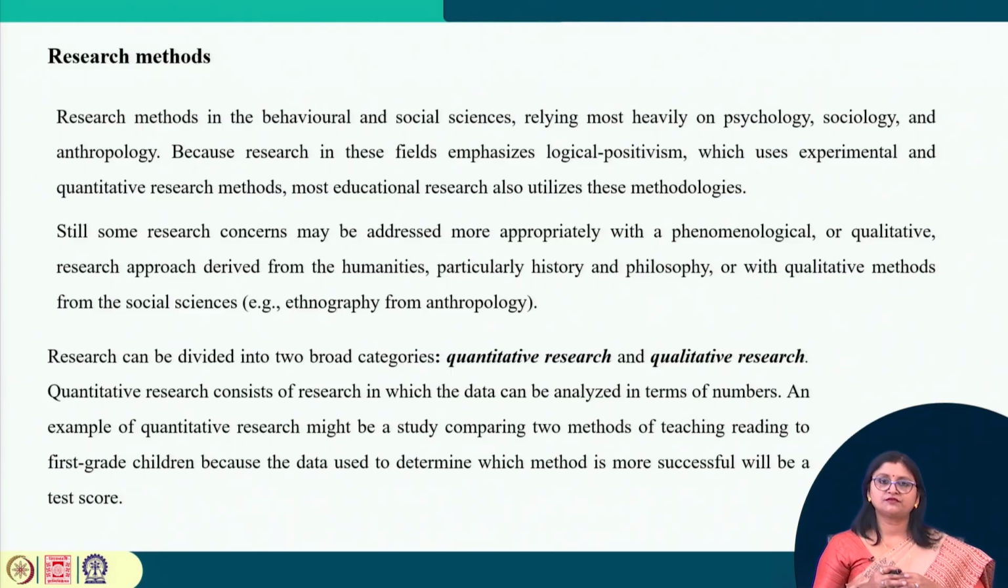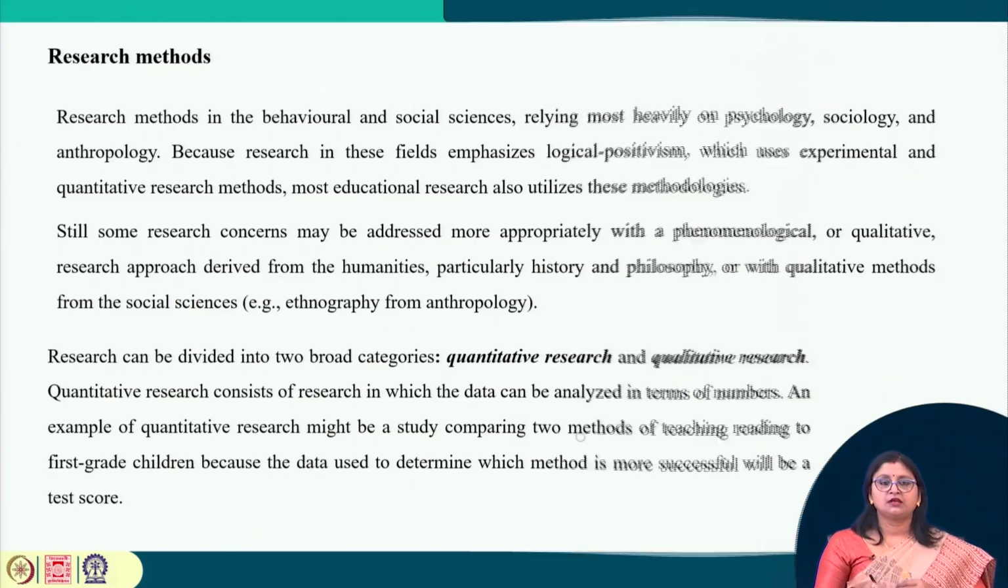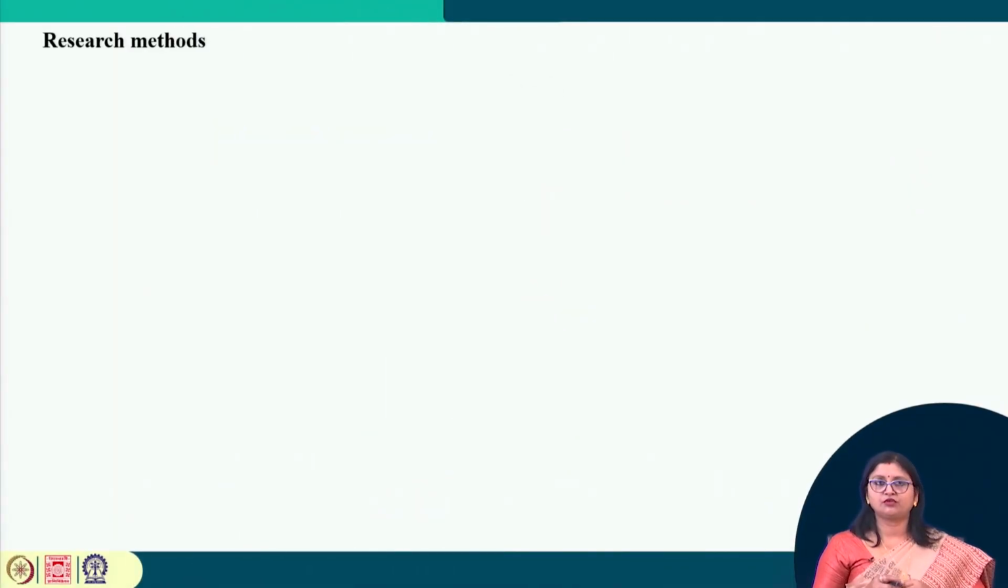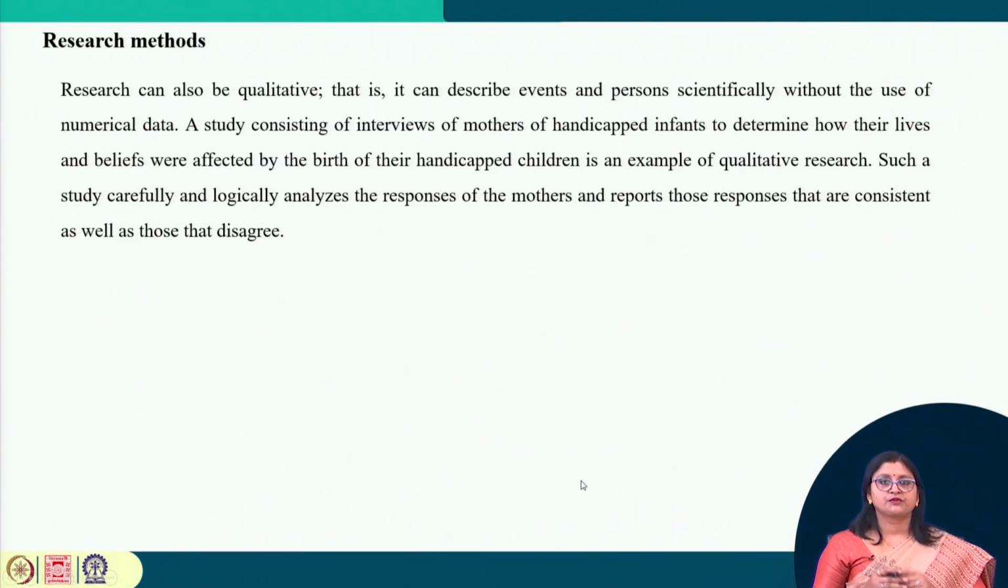Quantitative research consists of research in which the data can be analyzed in terms of numbers. An example of quantitative research might be a study comparing two methods of teaching reading to first grade children, because the data used to determine which method is most successful will be the test scores, or greater test scores. So, research can also be qualitative, and that is describing the events and the persons scientifically without the use of numerical data.